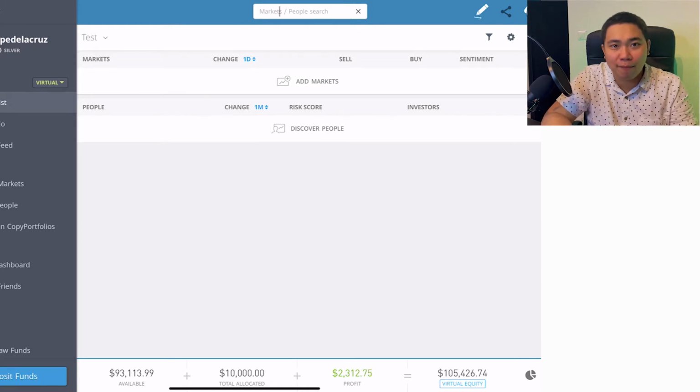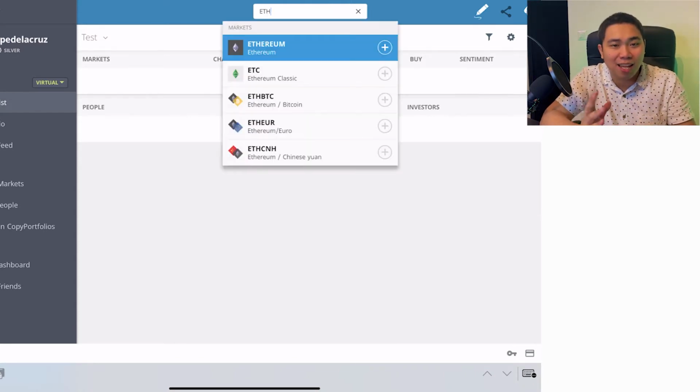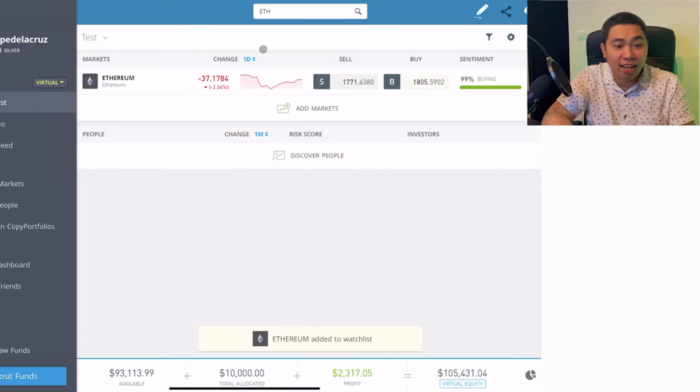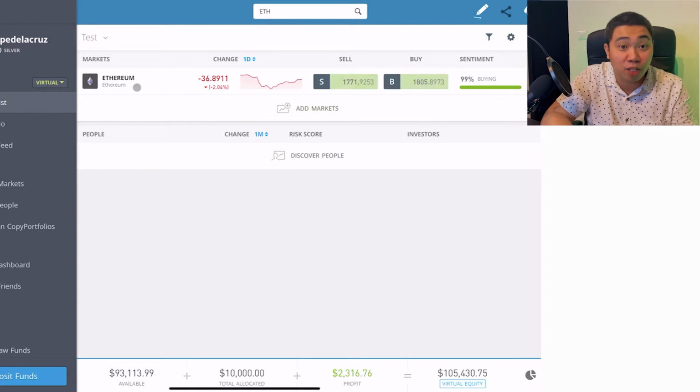Now let's try to add something into our new list. For example, I'm very interested as to how Ethereum is doing. So I can actually place ETH, or I can spell out all of Ethereum so that I can find it in the available investments to choose from. Ethereum pops up, and all I would need to do is click on the plus sign. Once I have the plus sign clicked, it will add into this whole watch list where I can now see Ethereum and how it's performing.